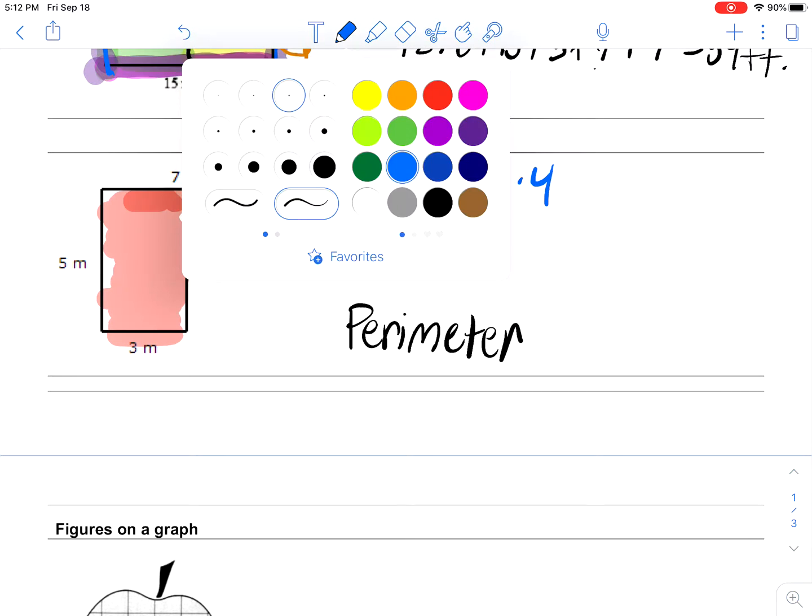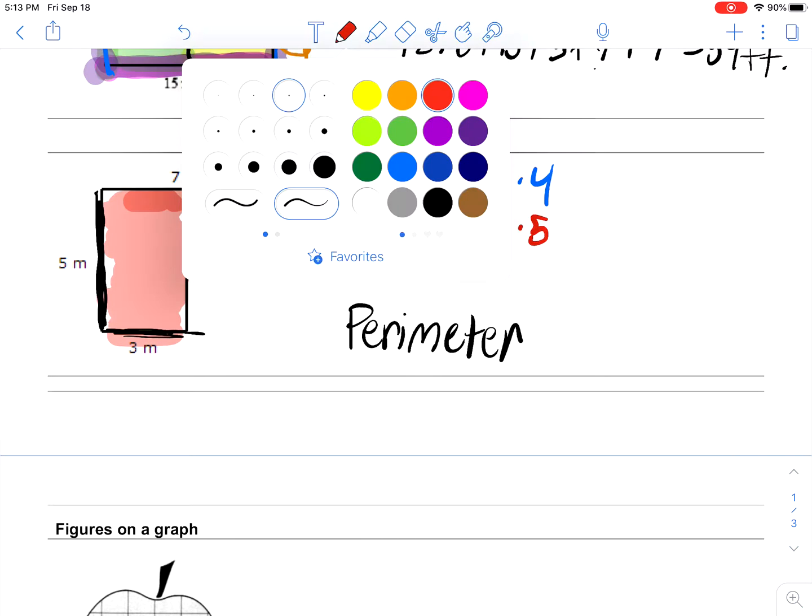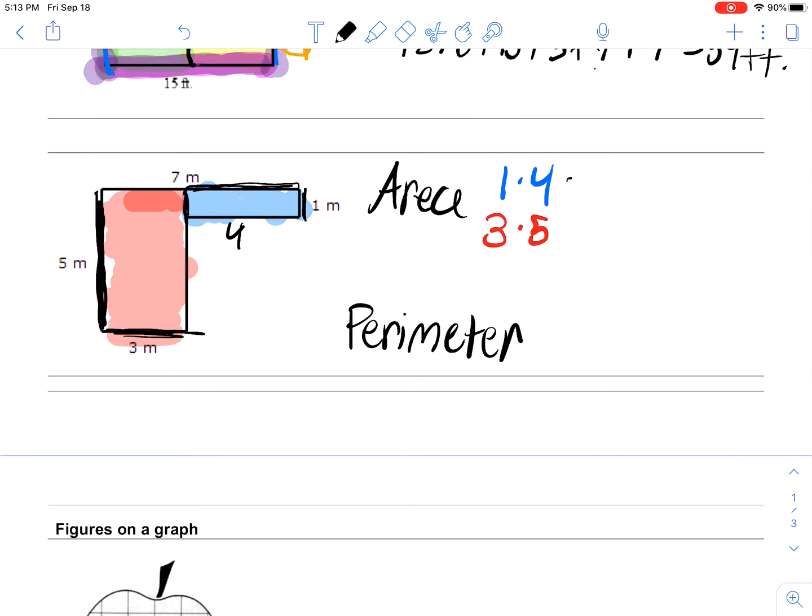For the red, I can see that this side is 3, and this side is 5. So I'll do 3 times 5 for the red. If I solve both of these problems now, I get 1 times 4 is 4, 3 times 5 is 15. I add those together to get the entire shape. 4 plus 15 is 19 meters squared. That will be my area.